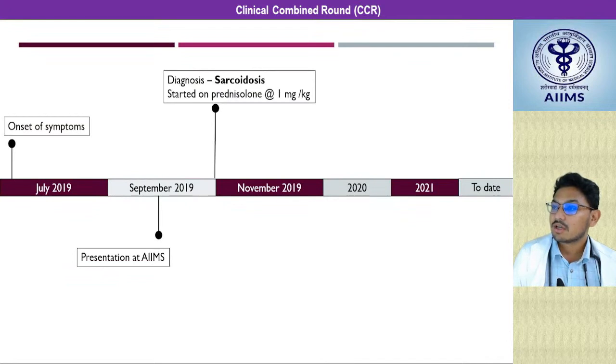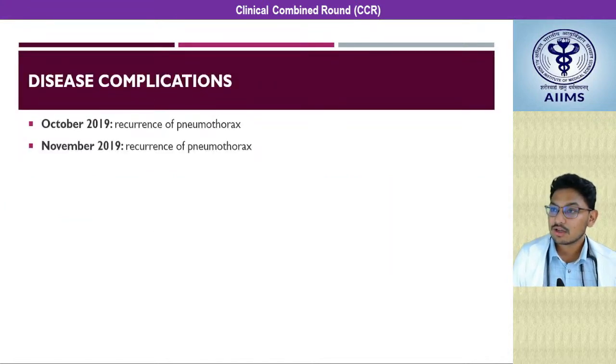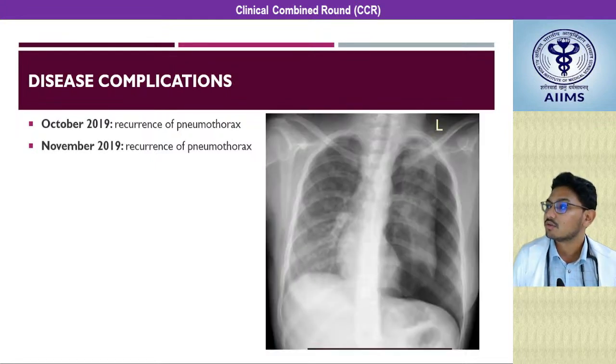So the final diagnosis that we made after the lung biopsy was of a generalized granulomatous disease, sarcoidosis. The patient was diagnosed by the end of September and started on prednisolone at 1 mg per kg. However, within 2 months she developed complications. In October she had a recurrence of pneumothorax, which was treated at a local hospital with an ICD insertion and resolved within a week. And in November 2019, she again had a recurrence of pneumothorax.